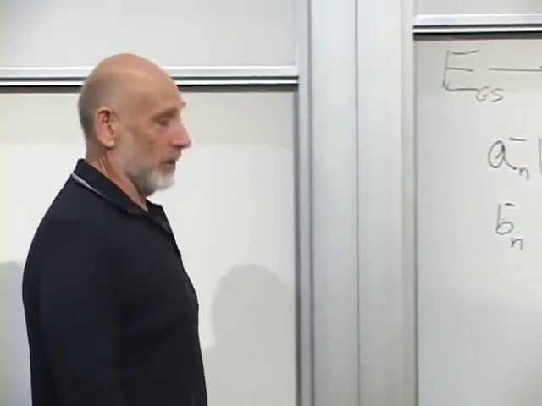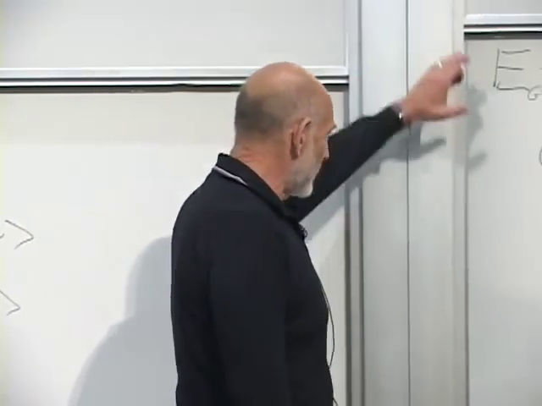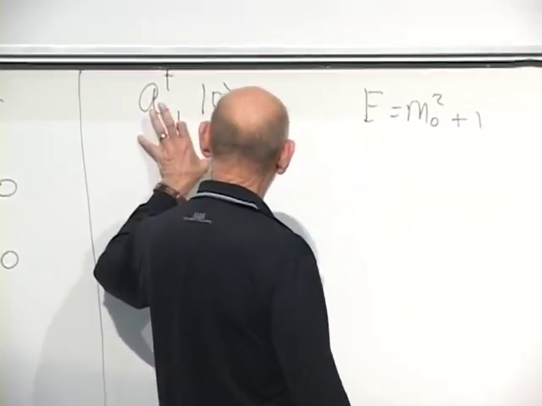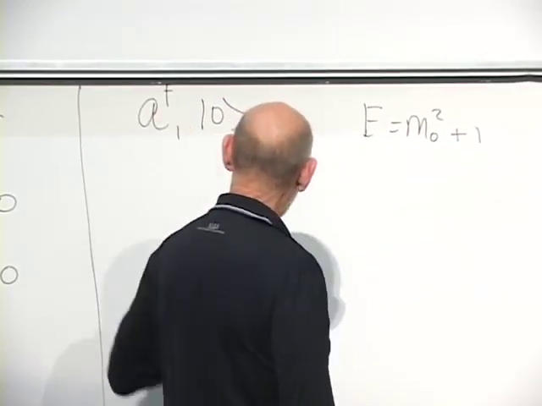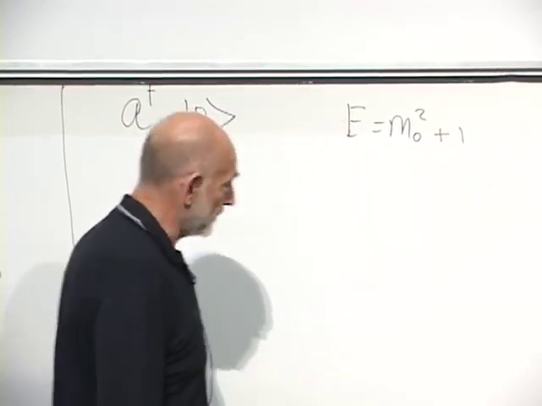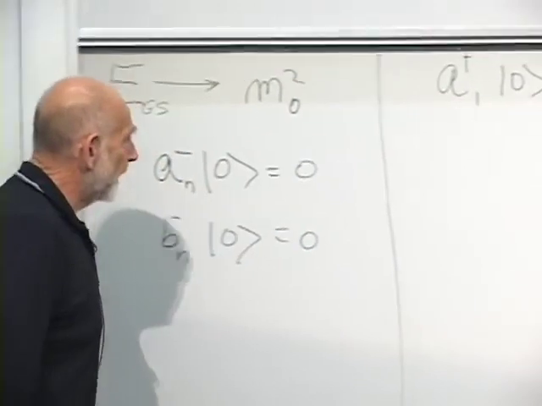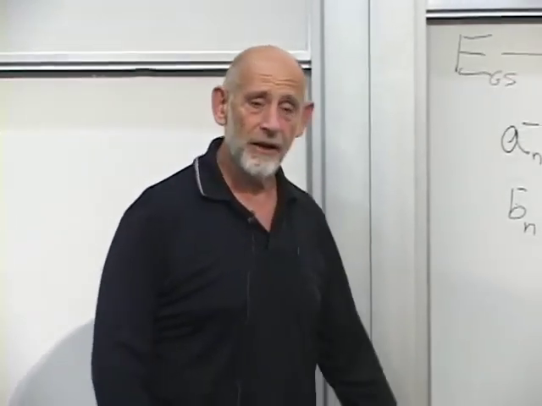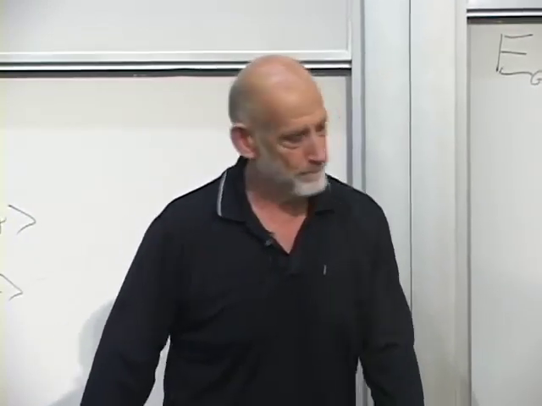But in some appropriate units, the units that we've been working in, the first excited state, which is A dagger 1, gives us 1 extra unit of energy. Now, that's not the only state that has 1 extra unit of energy. Is there another one you can think of? B1.